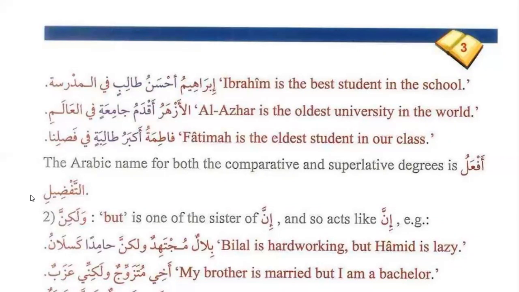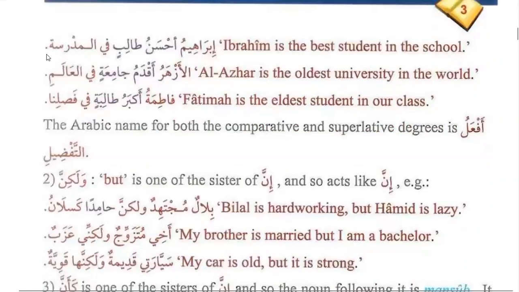The Arabic name for both the comparative and superlative degree is afalut tafdil. So if after the afalut tafdil you see a mudaf ilayh, then this means it is superlative degree. If you see harf jar min after afalut tafdil, then it means it is comparative degree. You need to remember this difference.